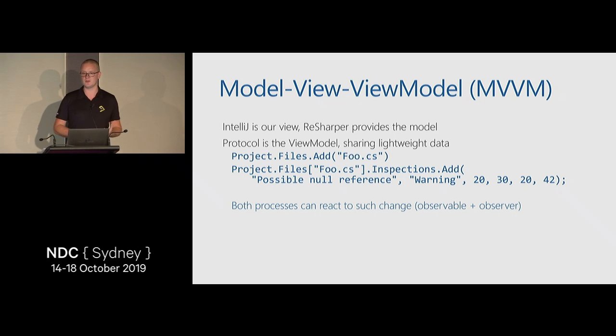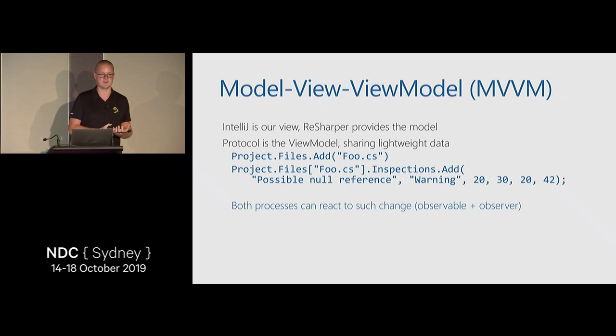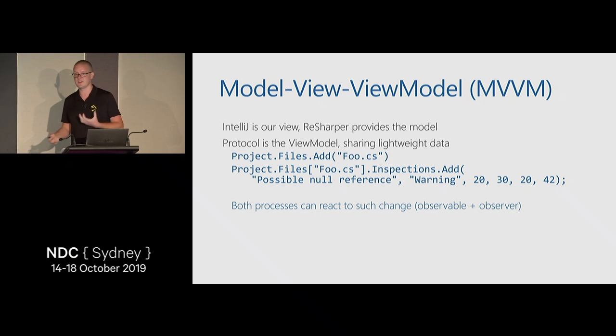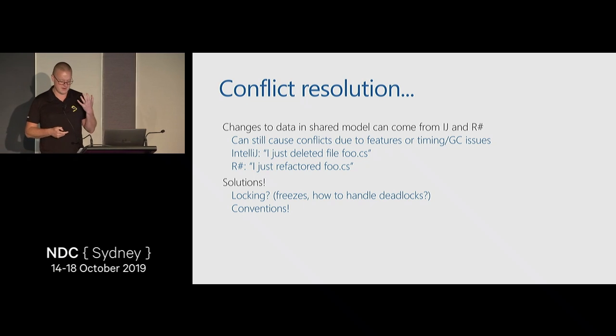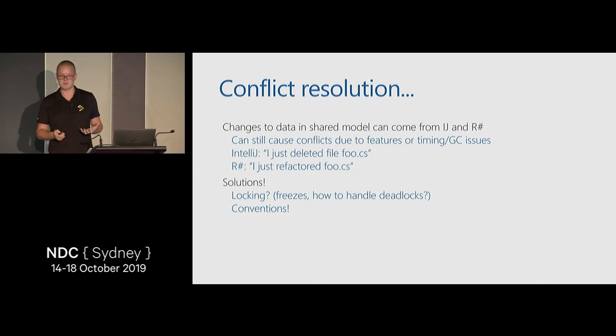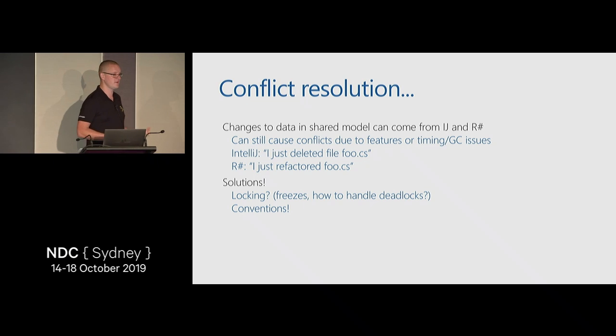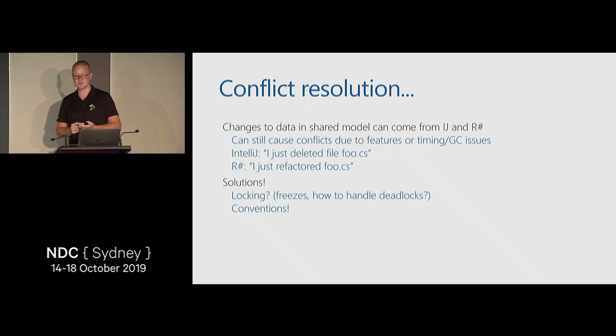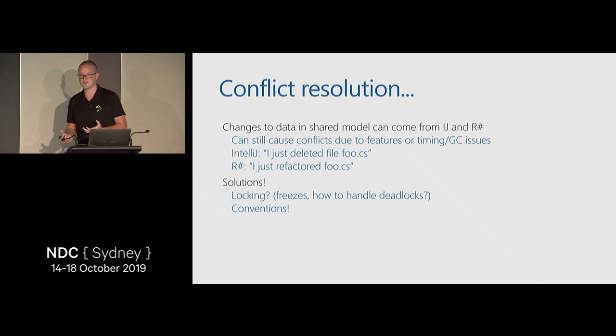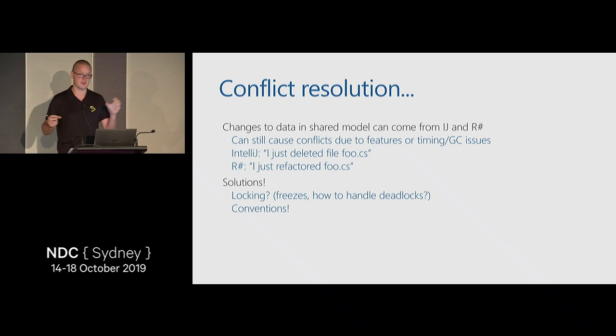Both sides of the protocol could react to such changes. If we add a file, both could react and do something with whatever we are doing there. If we want to publish a warning, both sides could react to that. Still, that conflict resolution was also in there. That model view MVVM way of working looked promising, but there was still the idea of conflict resolution. If IntelliJ does something and you delete it while Resharper is refactoring, you don't want to have that. So we decided, okay, maybe we can introduce the concept of locking so that when you invoke a refactoring, you cannot delete a file.